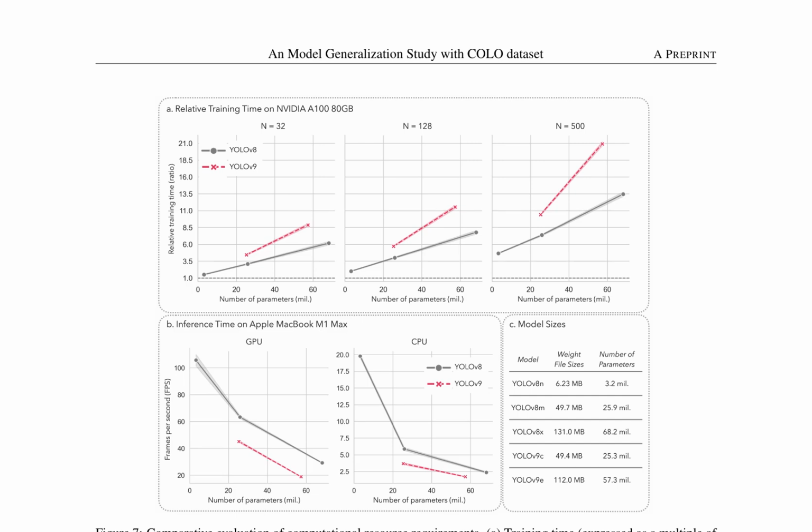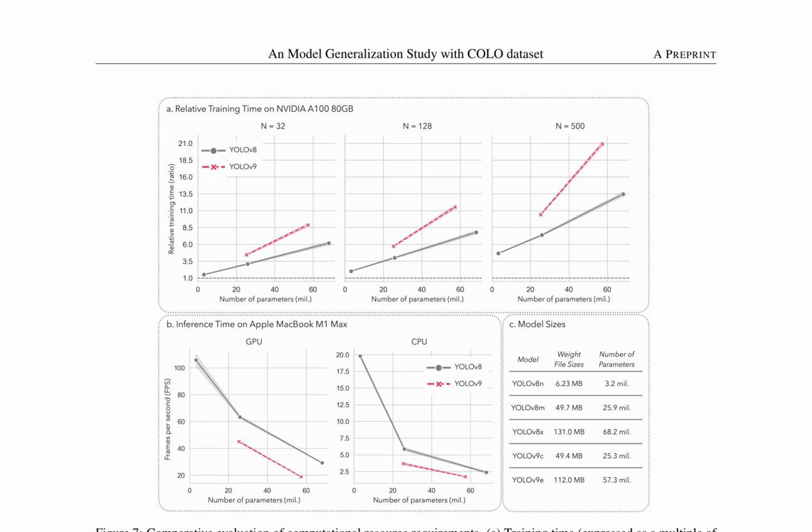The findings show that using larger models, such as YOLOv8x, which has 20 times more parameters, increases training time by 4 to 6 times, depending on the training sample size. Additionally, YOLOv9 models generally require more training time and have slower inference frames per second compared to YOLOv8 models.